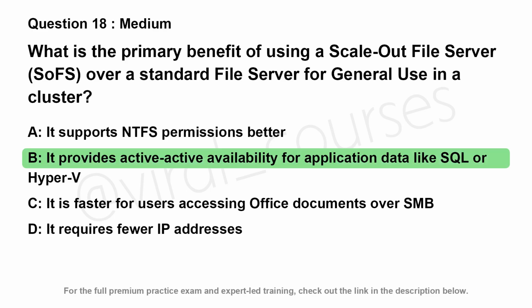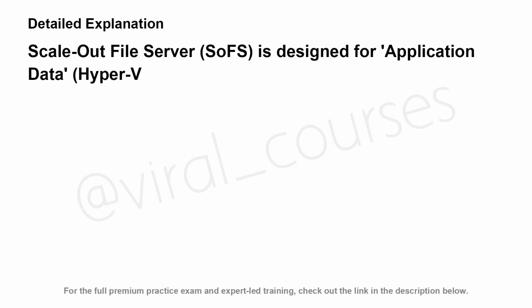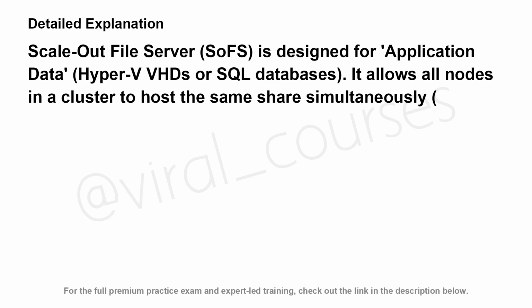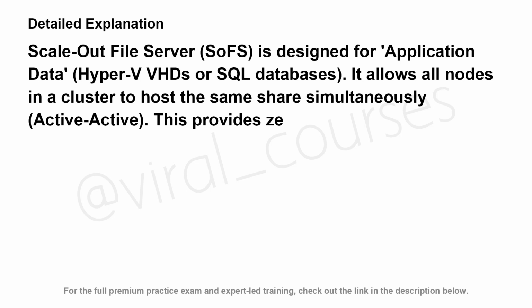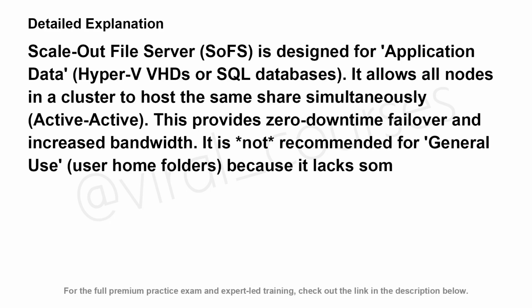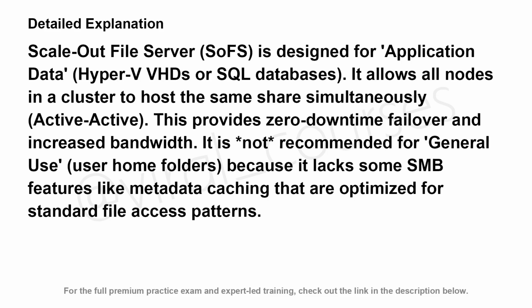The correct answer is B. Scale-out file server (SOFS) is designed for application data, Hyper-V VHDs or SQL databases. It allows all nodes in a cluster to host the same share simultaneously, active-active. This provides zero downtime failover and increased bandwidth. It is not recommended for general use, like user home folders, because it lacks some SMB features like metadata caching that are optimized for standard file access patterns.